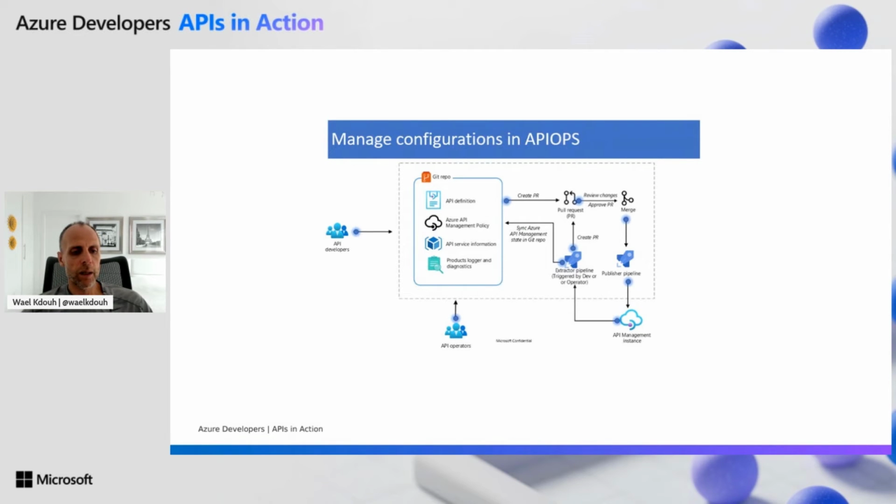So as you can see here, if you look at the extraction aspect of it, it allows you to run a pipeline which extracts from the Azure APIM instance. And this extraction typically triggers the creation of a PR. Then that PR, after it gets reviewed, approved, and merged into the main branch, triggers the publisher pipeline, which goes ahead and publishes these changes back to the APIM instance. Now, this image doesn't really capture the full story, because in reality, when you publish, you don't have to publish back to the same APIM instance.